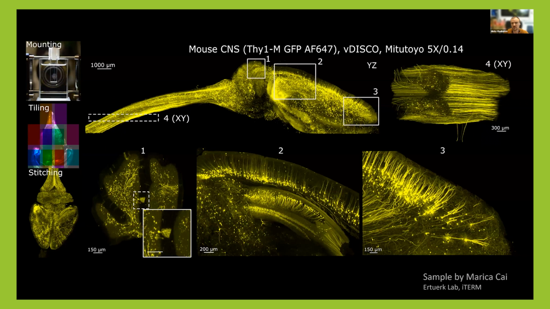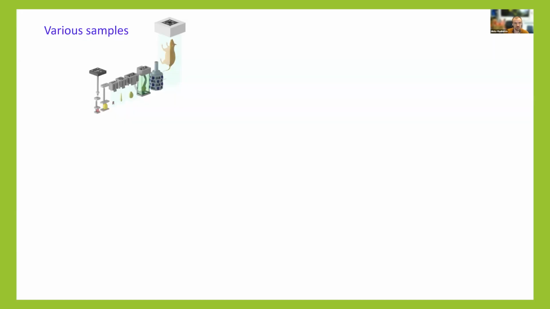And this is the sample that I showed in the beginning. So this is a cleared mouse brain. We put it into the microscope and acquire the images by tiles. Then we stitch tiles. And these are different snapshots, max projections, which show single cell, even axial resolution of the system. And this is magnification 5x. So it's not a really high magnification system.